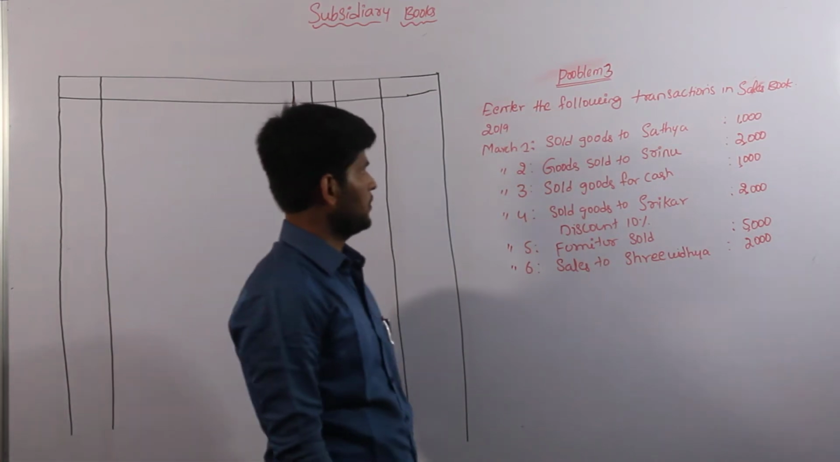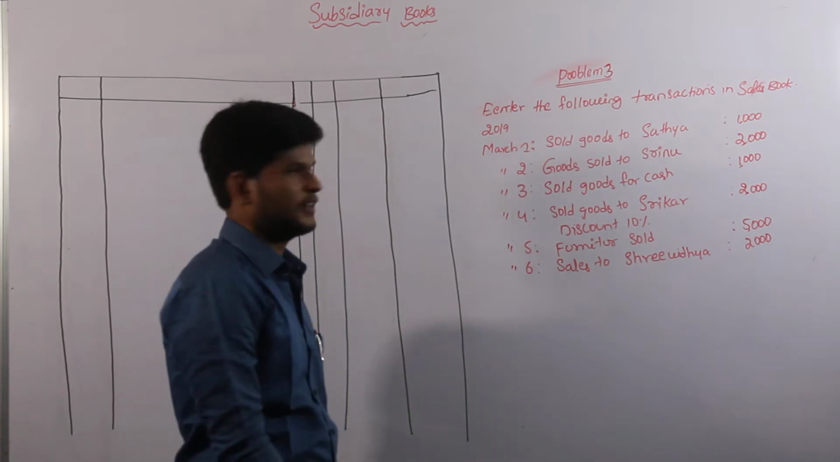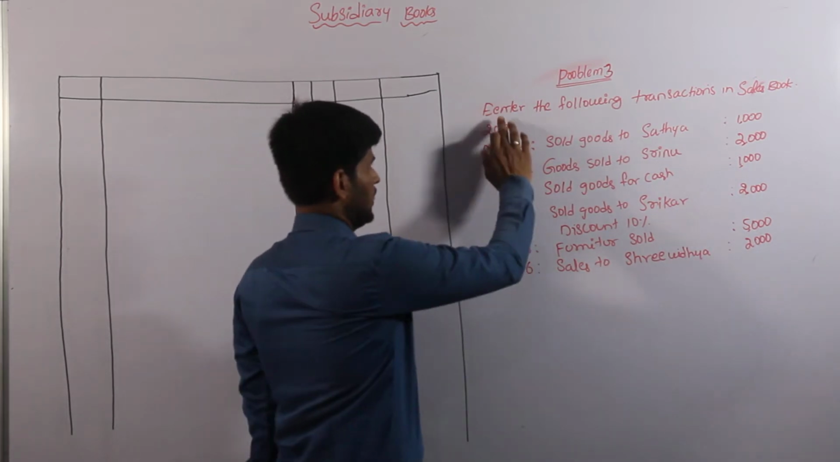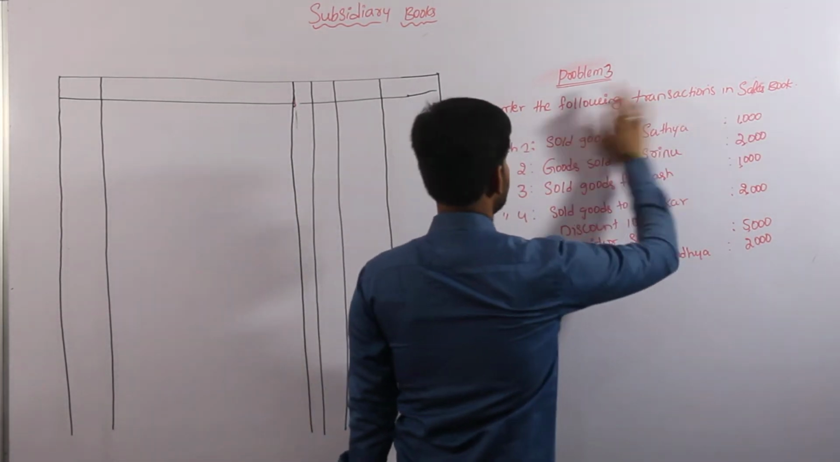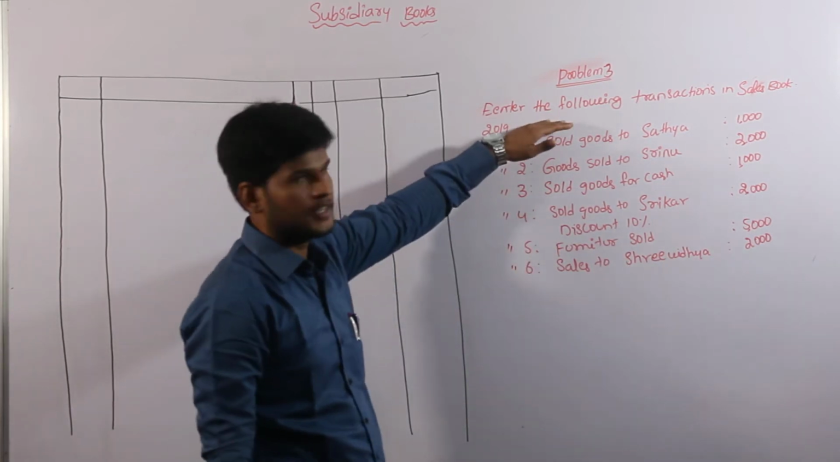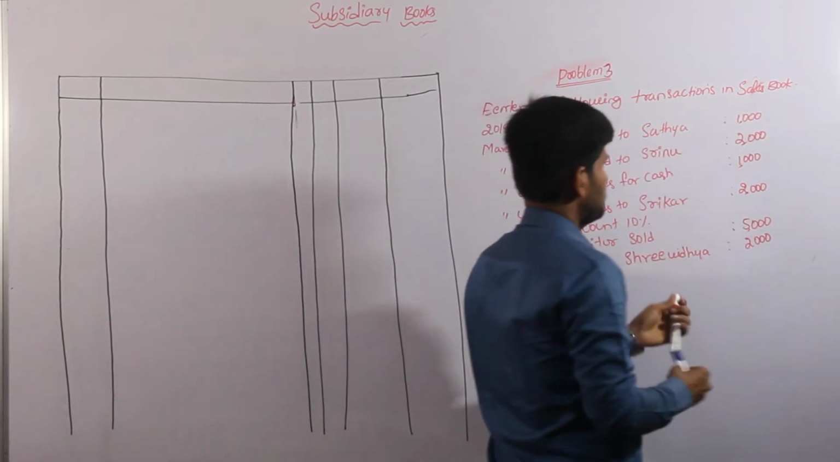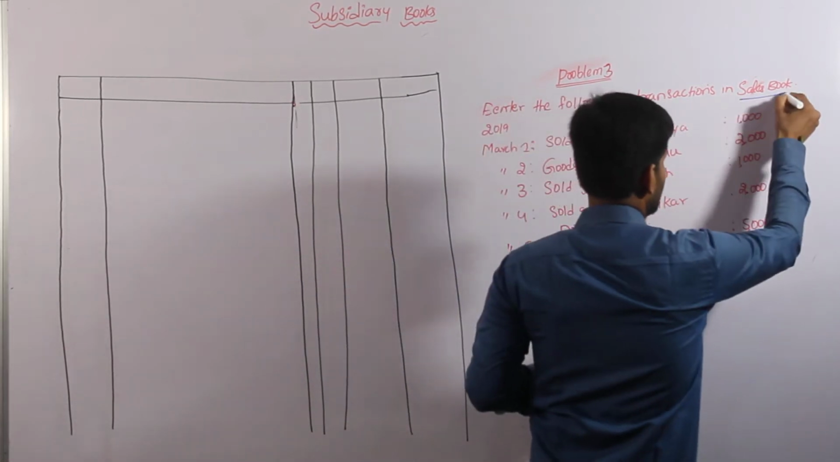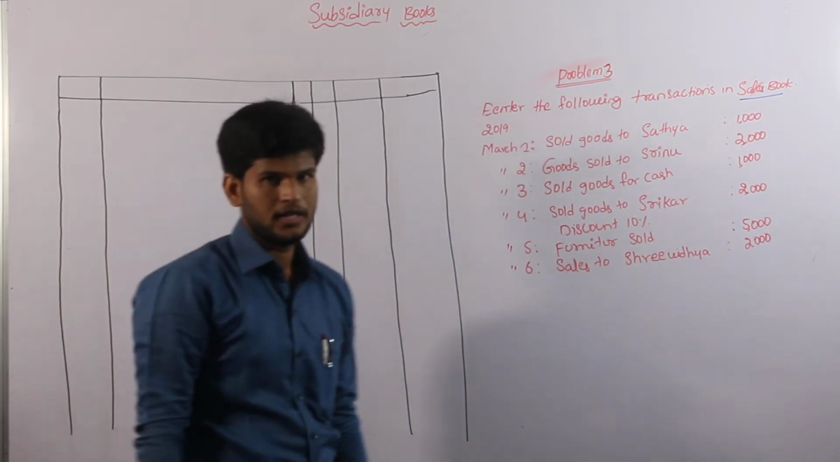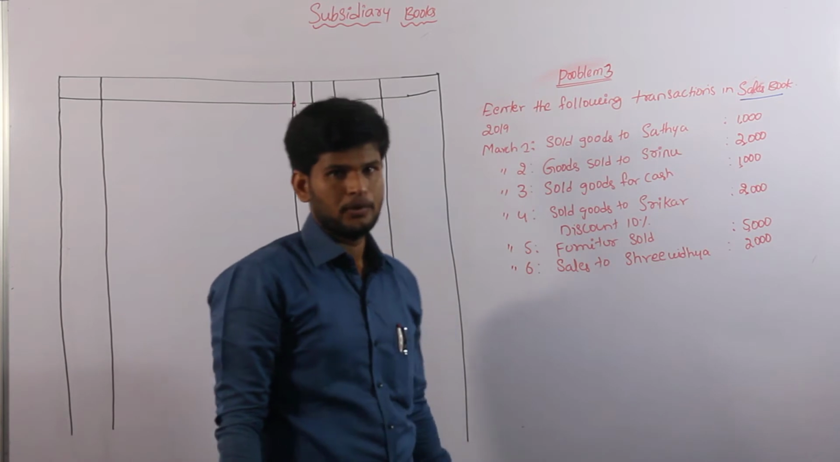Come to the third problem. This relates to which type of subsidiary book we have to identify while reading the problem. Enter the following transactions in sales book 2019. Here the word "enter" is clearly mentioned. Enter the following transactions in sales book. Means in sales book we have to enter the transactions along with indicating the rules of sales book.